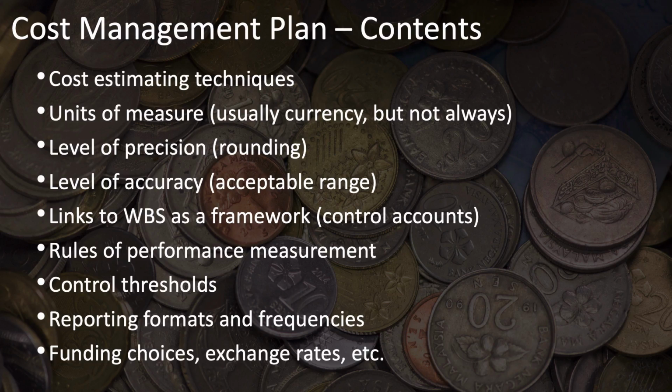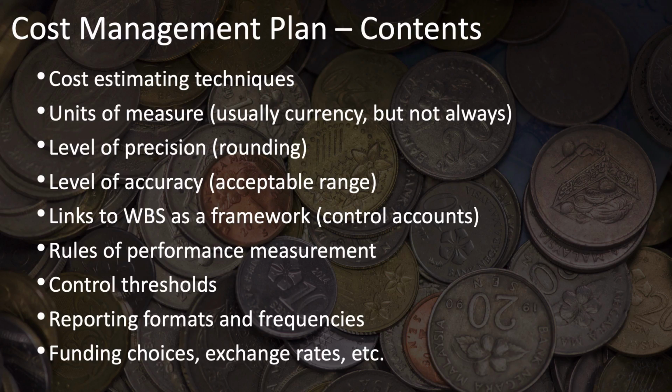Also, the level of accuracy is stored in this document, which is basically the acceptable range of your estimates. Plus or minus 10% or plus or minus 5%. Whatever that level of accuracy or acceptable range is should be specified in this document so that all estimates are consistent throughout the project.